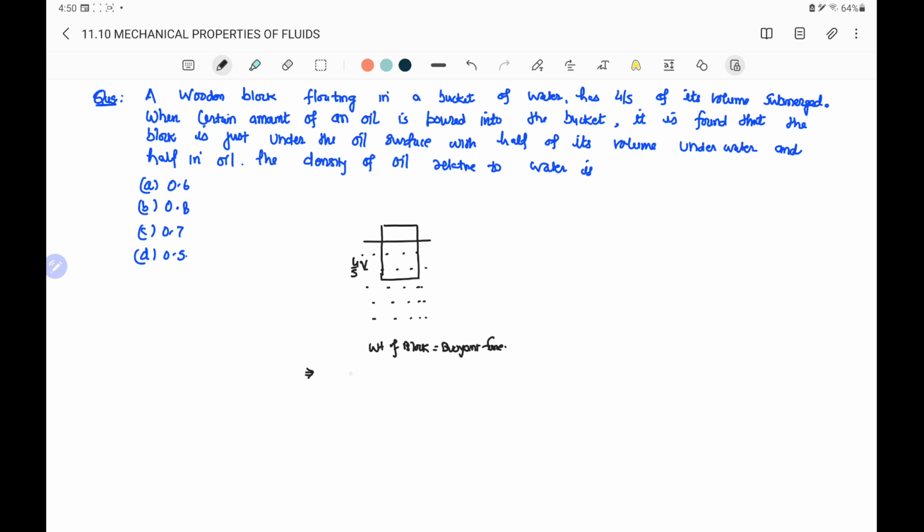This implies that if the mass of the block is m, the weight will be mg. This will be equal to the buoyant force, and buoyant force F is rho V g. Density of the water is say rho W, into the volume which is inside the water, so it is 4 by 5 V, the displaced liquid, into g. So this is our equation number 1.